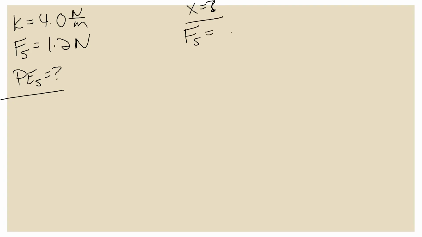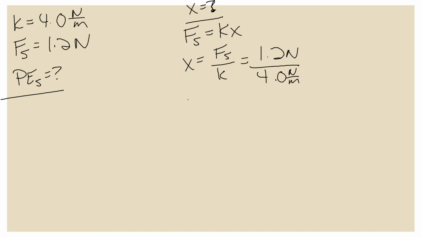You don't actually have to mark this as an unknown, but I'm just going to do it here so we can all keep track of it. The equation that relates the force, K and x is Hooke's law, Fs equals Kx. So solving that for x, we divide both sides by K, which gives us Fs over K, just like we did in that first problem I showed you in this video. And so we take our force, 1.2 newtons, we divide that by our spring constant, 4.0 newtons per meter, and we plug those numbers in and do that math, we end up with 0.3 meters for our x.